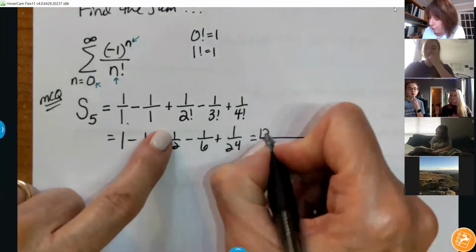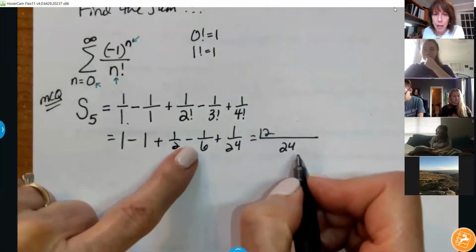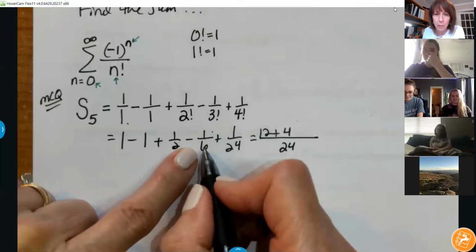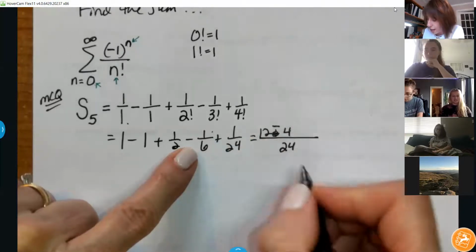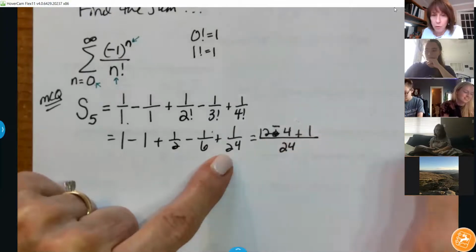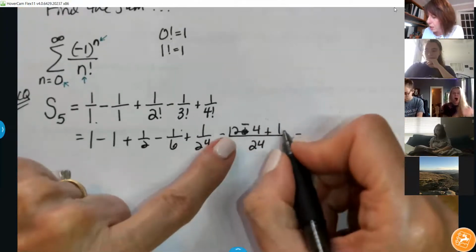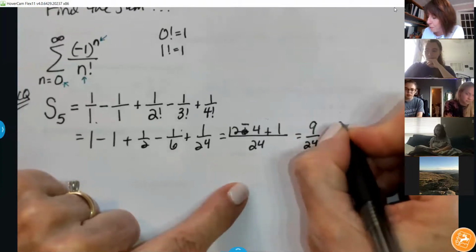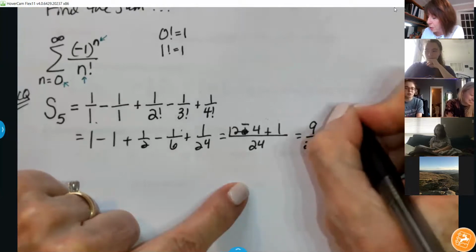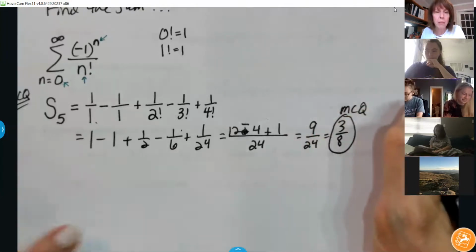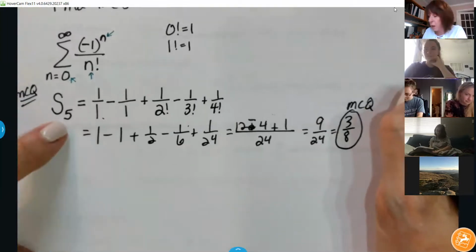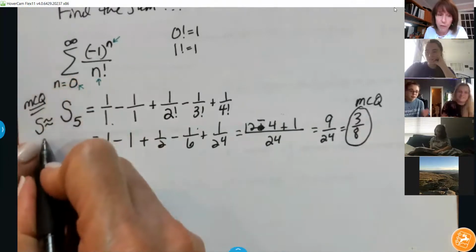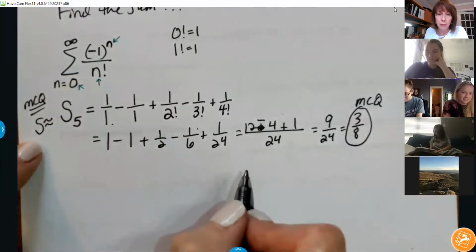I'll need 12 over 24 for the 1/2. I'll need 4 over 24 for the negative 1/6. And then I'll need just a 1 for the 1/24. So this is 13 minus 4, so 9 over 24, which is 3 over 8. So the multiple choice answer there would be 3/8. So that is the fifth partial sum, and it approximates the infinite sum. That's how that works.